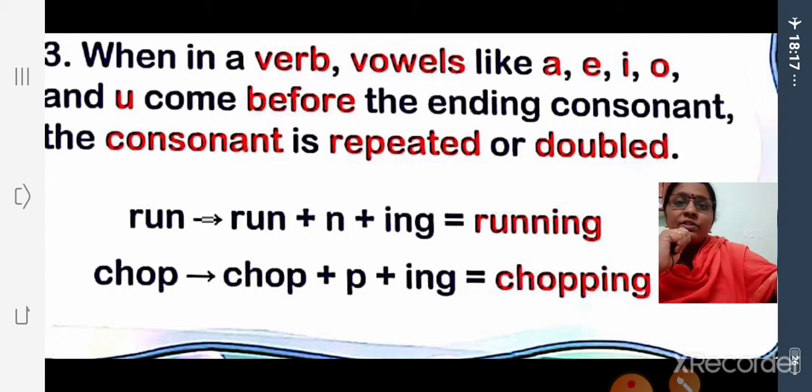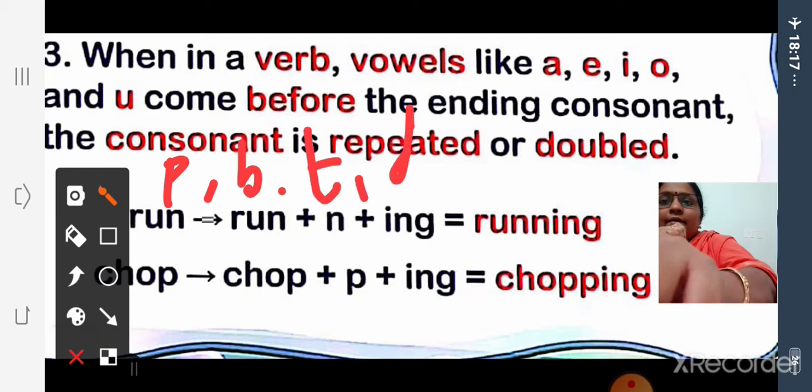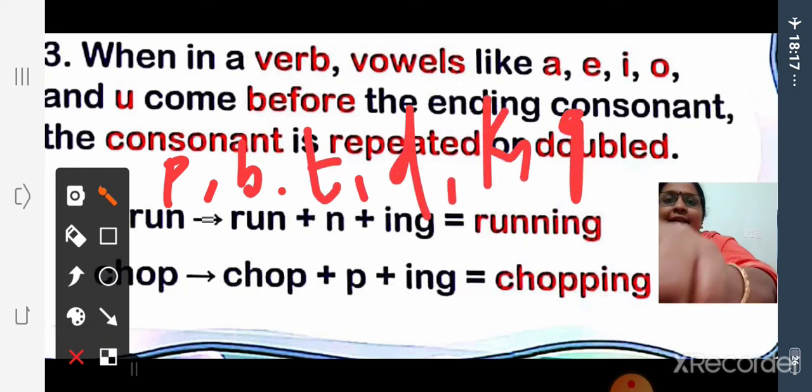Consonants means vyanjanakshara, in Malayalam. In English, letters other than vowels are all consonants. For now you can just learn it like that. Like P, B, T, D, K, G, like that. So it is letters other than A, E, I, O, U that are consonants, vyanjanakshara.